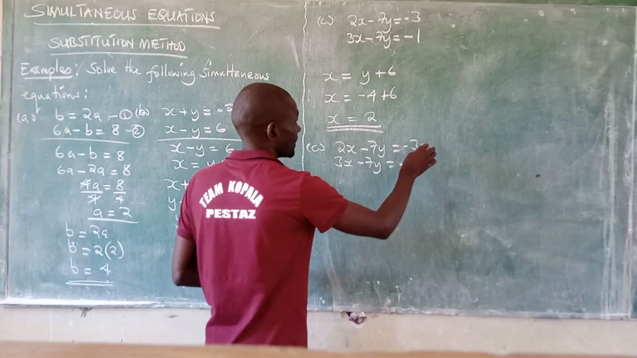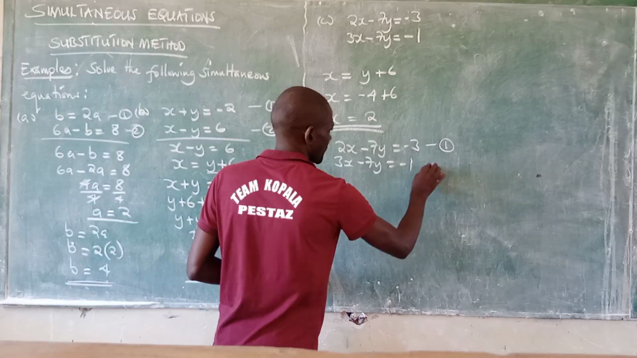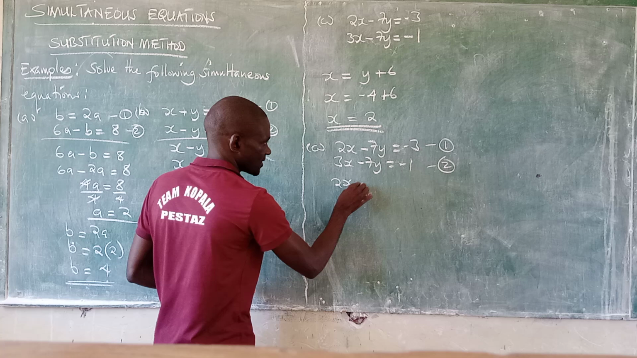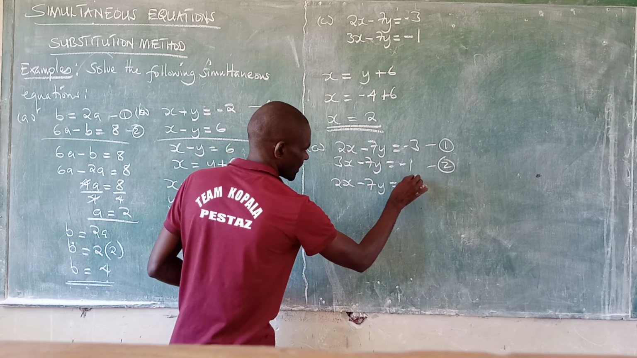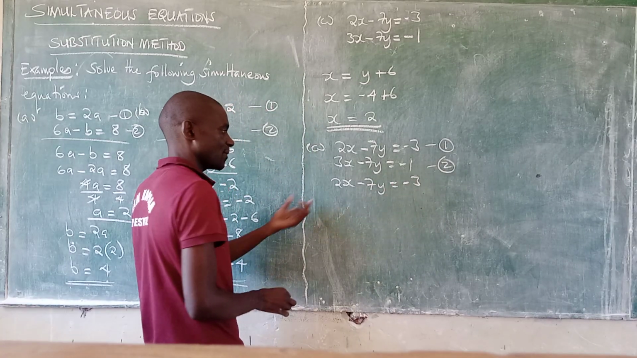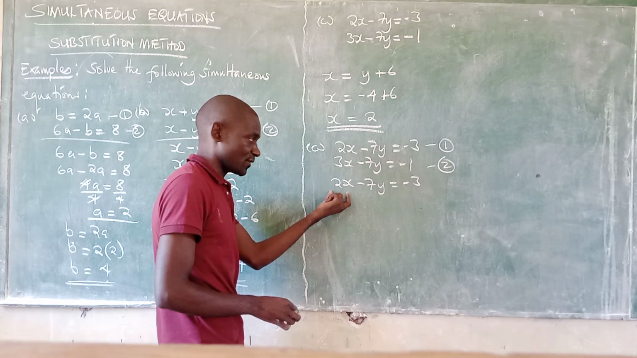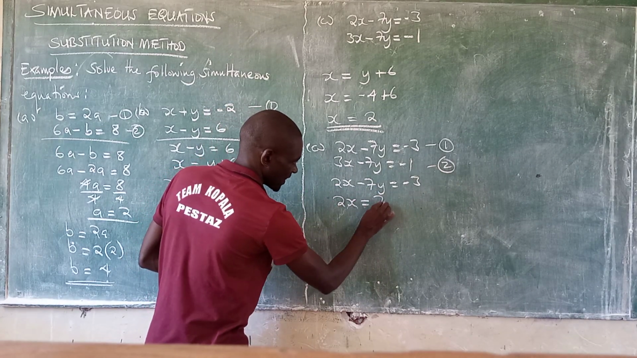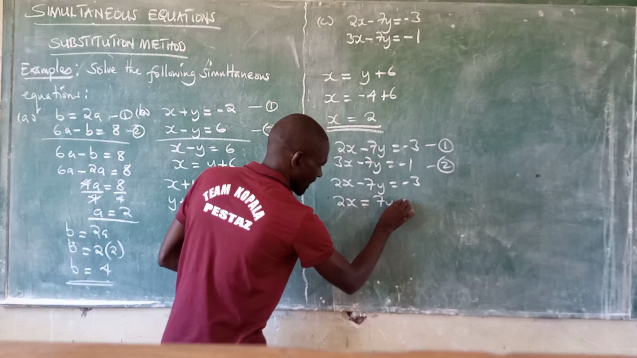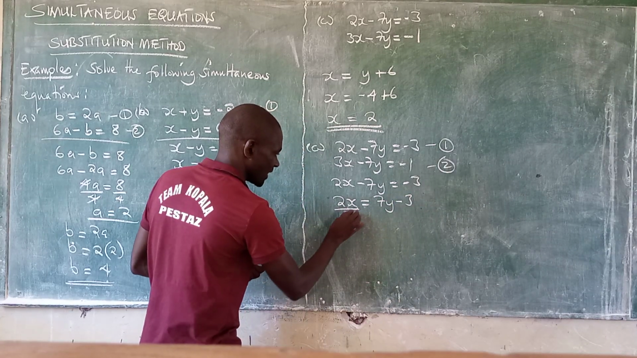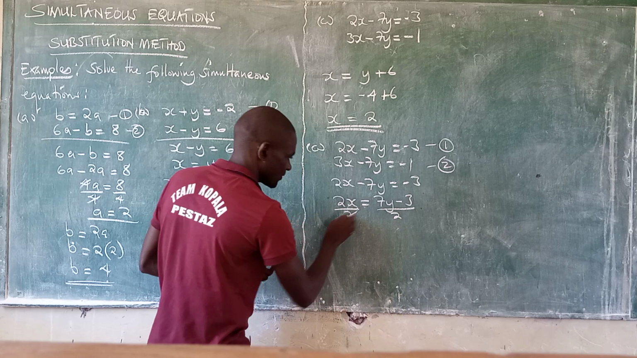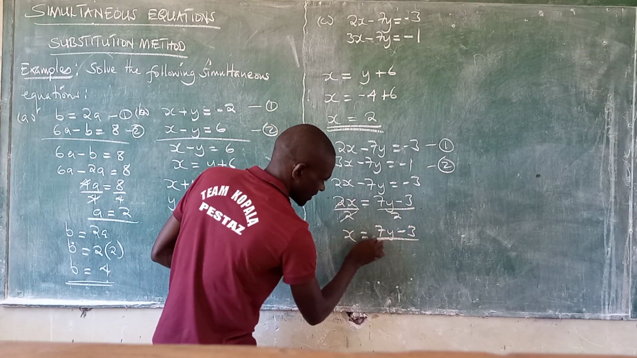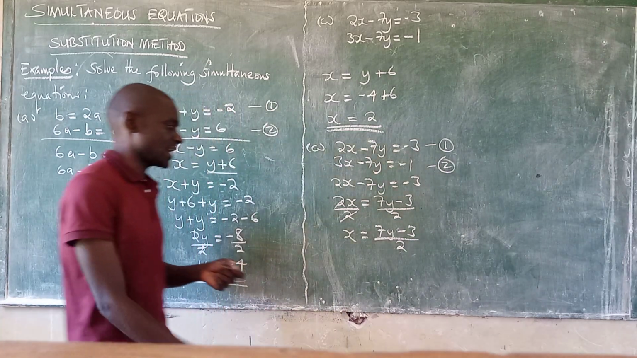Maybe let me say if I use equation 1. Equation 1 says 2x minus 7y is equal to negative 3. And then let me make x the subject of the formula. So that would be 2x is equal to 7y minus 3. Then we divide by 2 here, also there by 2. That means our x is 7y minus 3 over 2, like that.